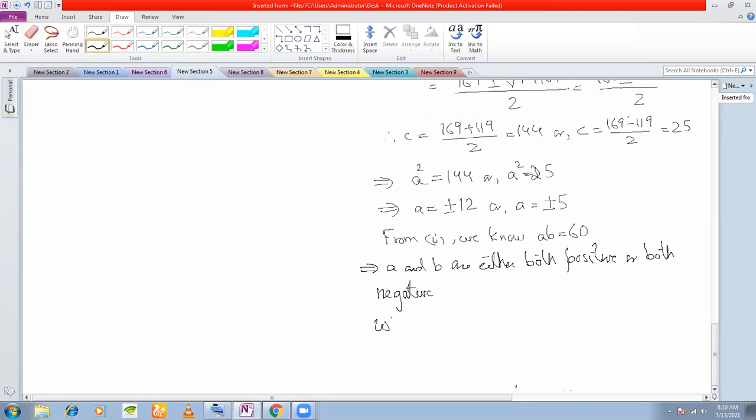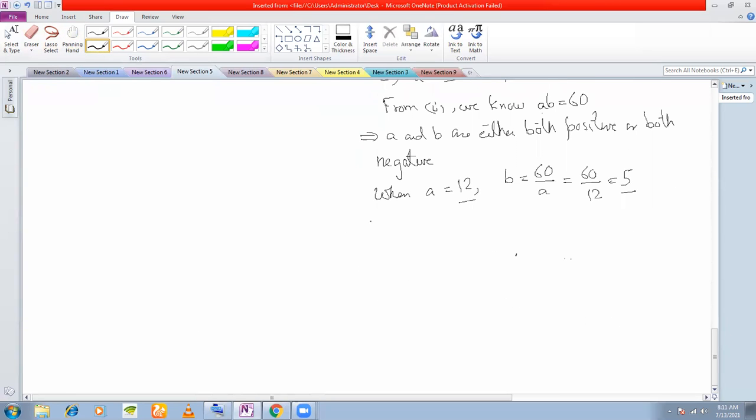So when A is equal to plus 12, what should be B? B should be 60 by A, isn't it? Is equal to 60 by 12, which is equal to 5. So A and B are both positive. That means we can accept this value. That means what is the equation?